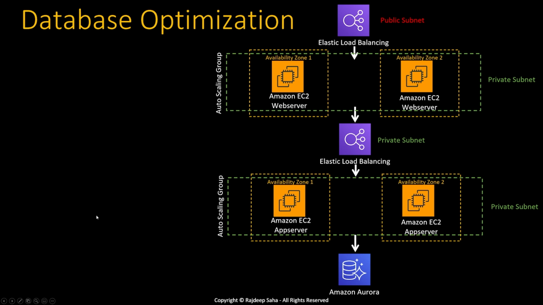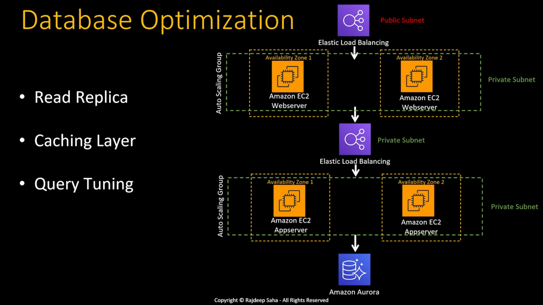Another area you might get probed is database optimization. How do you handle high traffic? How can you optimize the database? Amazon Aurora provides read replicas, so you can use these read replicas to handle read traffic while the write traffic goes to the primary instance. You can also introduce a caching layer using Amazon ElastiCache, and you can also utilize caching in different layers of the architecture. So please refer to the caching lecture for details on this. And beyond that, there is always traditional query tuning for your application.